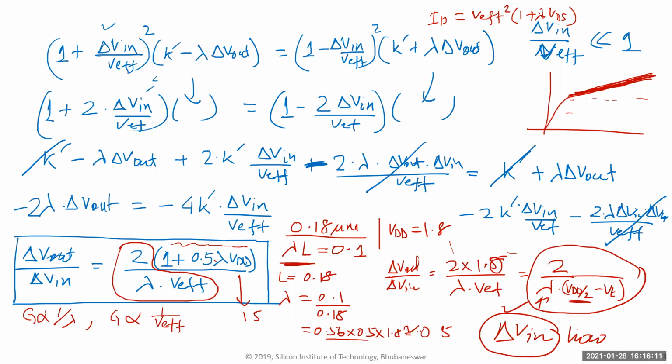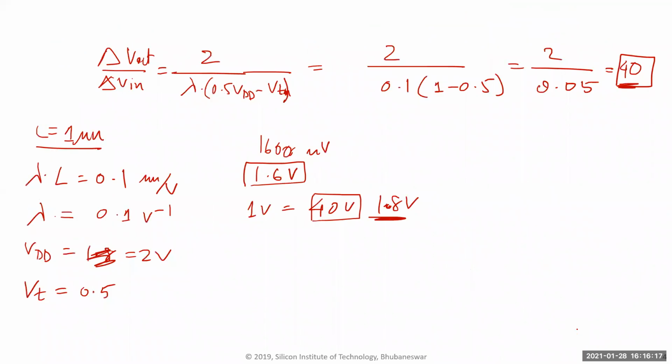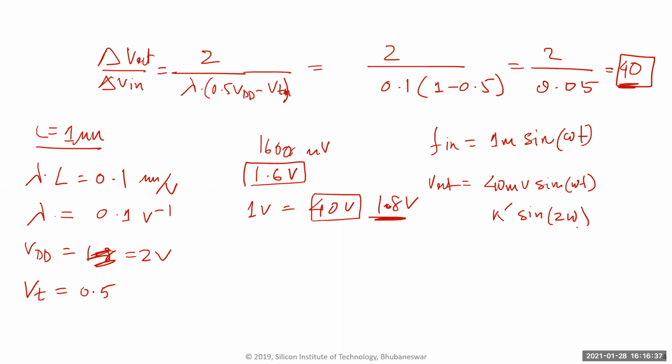So every time, even if I give a 1 millivolt input, I give a sine wave. Square term in the frequency domain means basically this. If I have a V in of 1 millivolt times sine omega t, what I'm going to get at the output, V out, is 40 millivolt sine omega t, and I'm going to get some K dash sine 2 omega t plus K double dash sine 4 omega t. Actually, this is single-ended, so you'll get the odd terms too. So you'll get K double dash sine 3 omega t and so on.